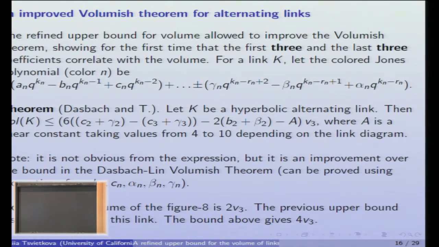This is the simplest possible, perhaps. So the volume of figure 8 is 2V3, and the previous upper bound would give you 10V3 for this link, and this upper bound would give 4V3. All right, any questions? And let me say a little bit about the proof, at least on the geometric side. Really, the proof is a mix of different ideas that existed before. So if you look at each of them, they all seem somehow very natural.